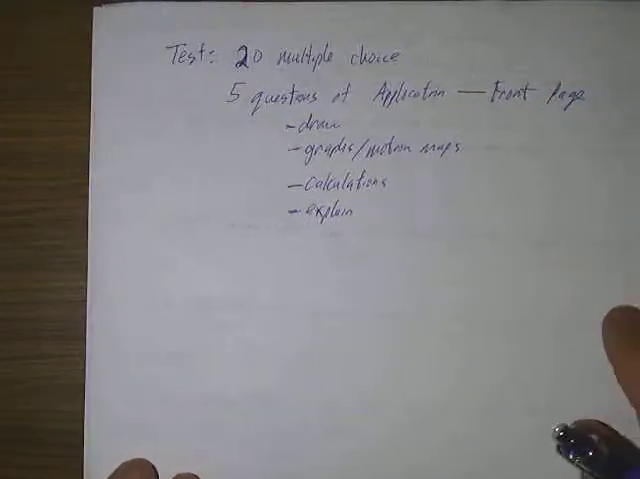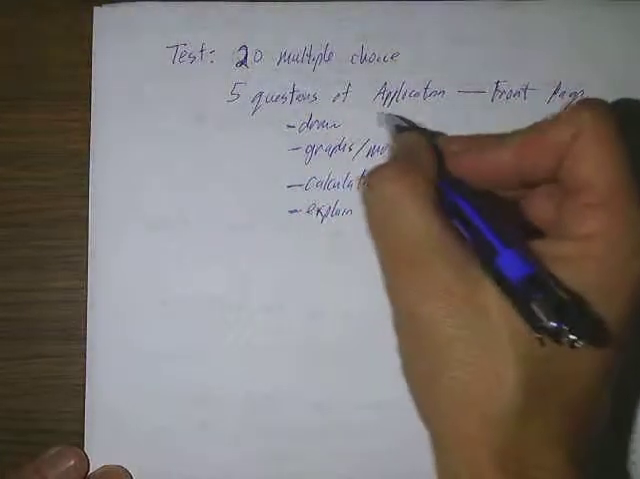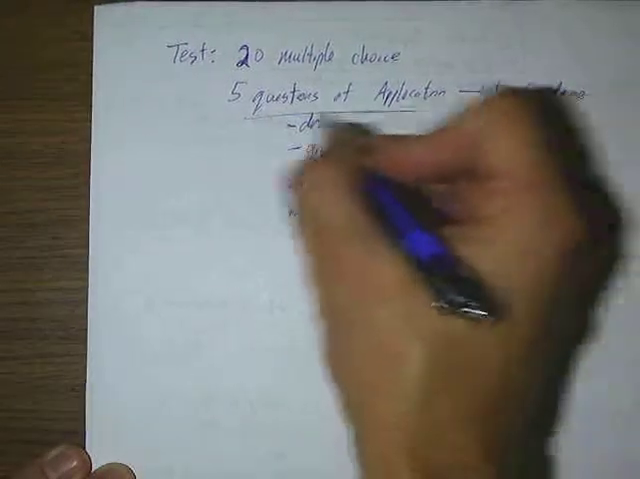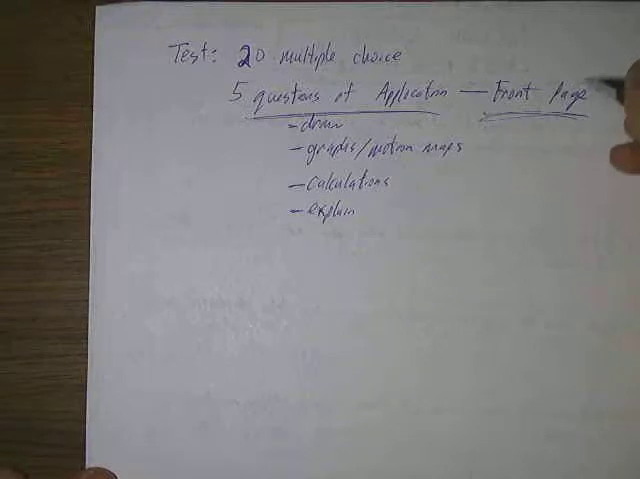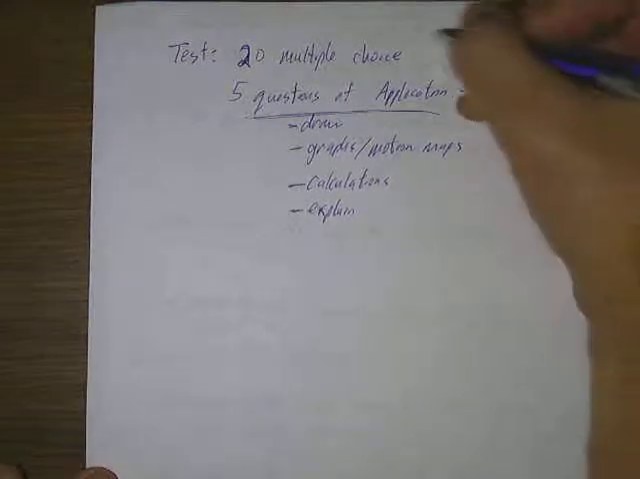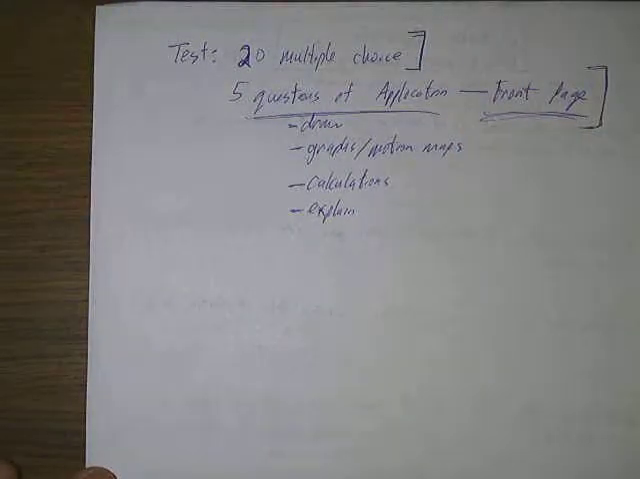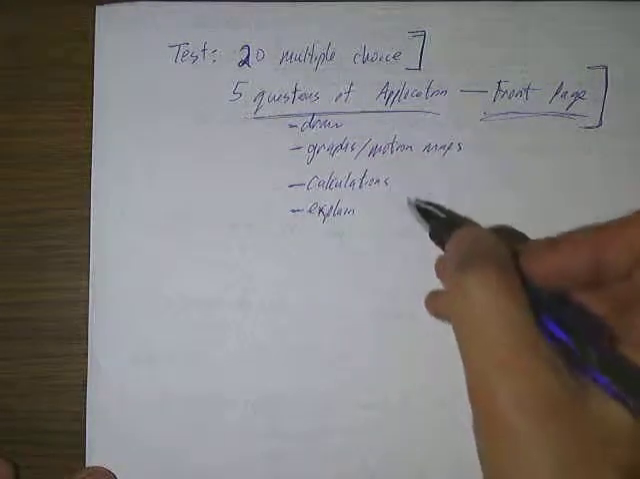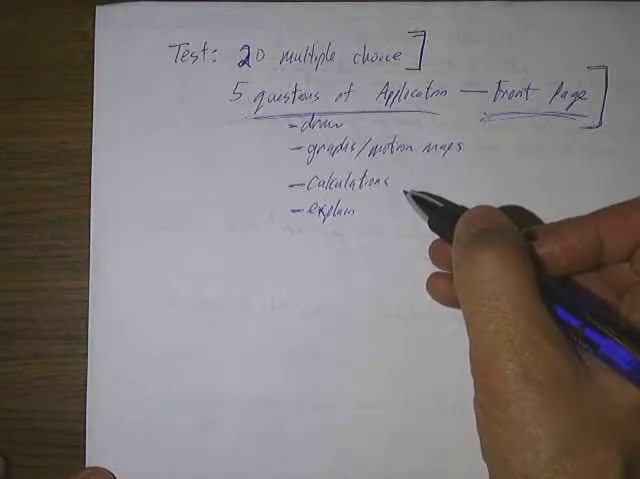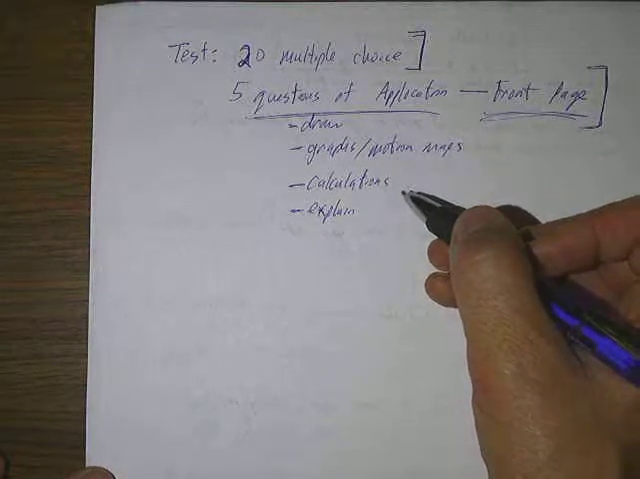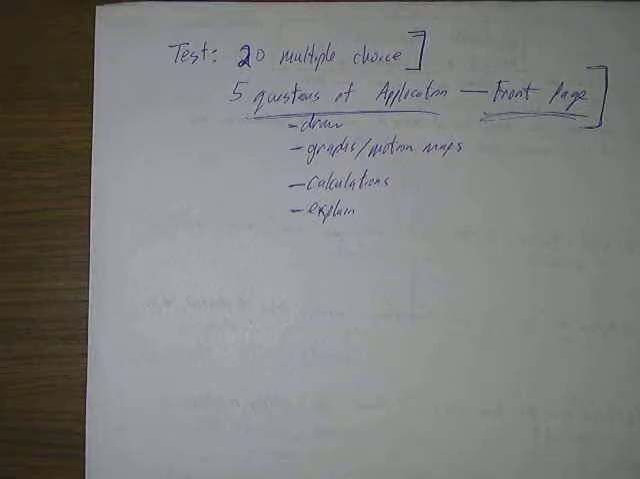Now let's talk about the test real quick. The test will be made up of 20 multiple choice questions, and then 5 questions that make you apply what you've learned. These will make up the front page of the test. So I'll hand grade these guys right here. This will be graded by Scantron, so you do need a number 2 pencil. The application problems might be you have to draw a graph, you have to do a motion map, you have to do some calculations, you have to explain, something like that.